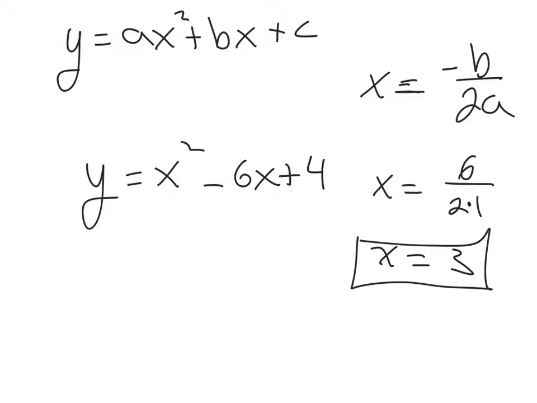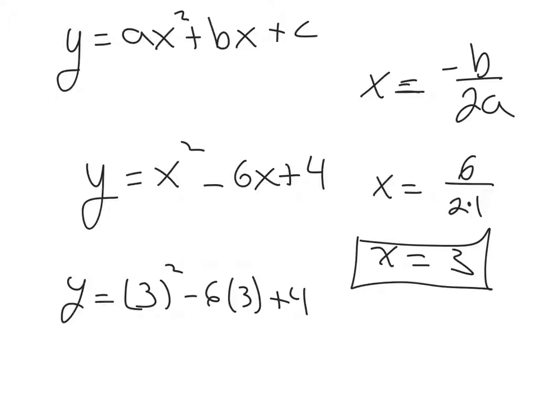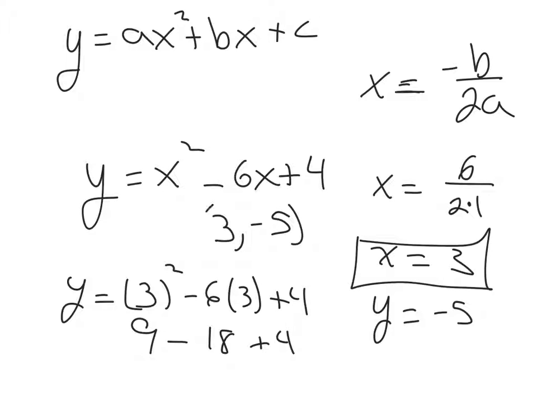How do we find the y value of our vertex, though? Well, we just have to plug in. Y equals 3 squared minus 6 times 3 plus 4. 3 squared is 9 minus 18 plus 4. 9 minus 18 is negative 9 plus 4 is negative 5. So y equals negative 5. And our vertex, therefore, is 3, negative 5. Okay, so that's how we find the vertex of these graphs.